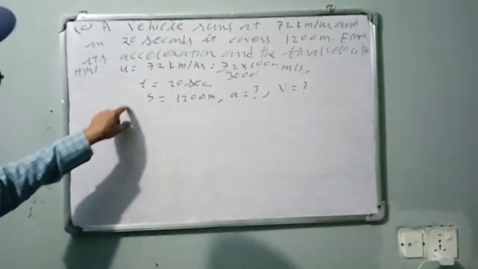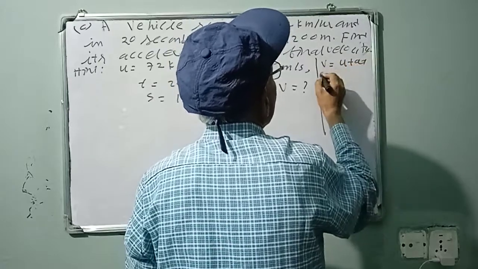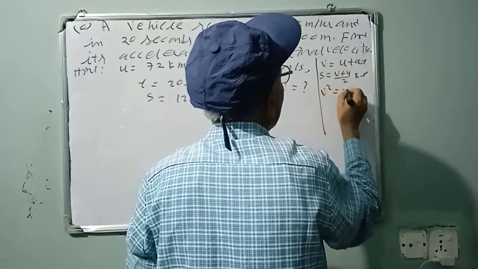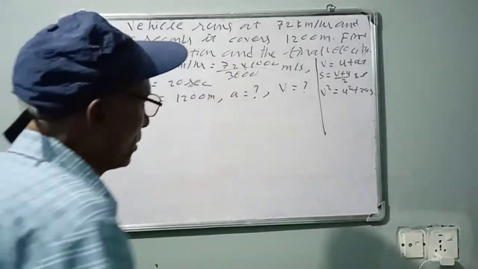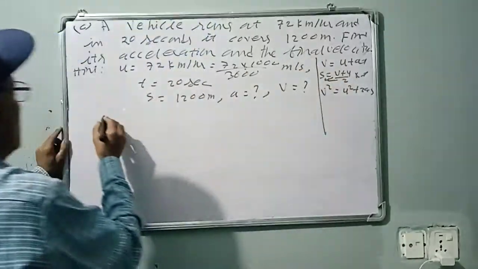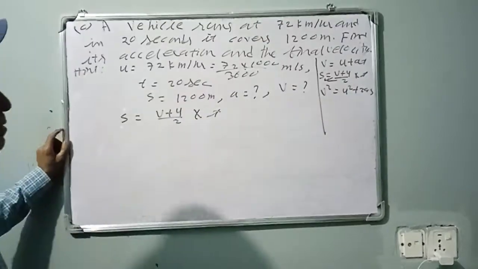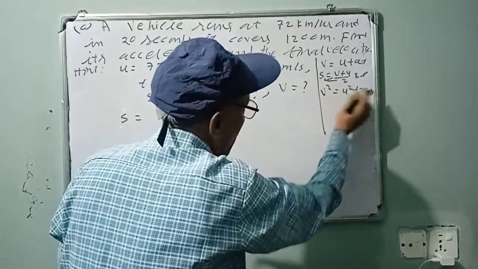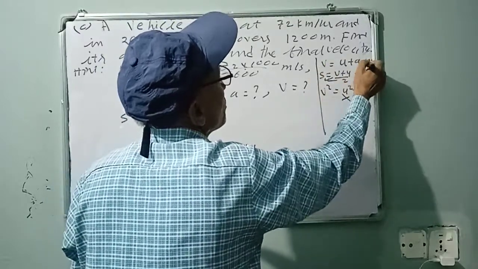Final velocity what? v equals u plus at, s equals v plus u by 2 into t, v square equals u square plus twice as. Which formula is this? We know s equals v plus u by 2 into t. This formula is necessary because there is time. There is no time here, we don't know v, we don't know a. Don't use this formula, since both v and a are unknown.